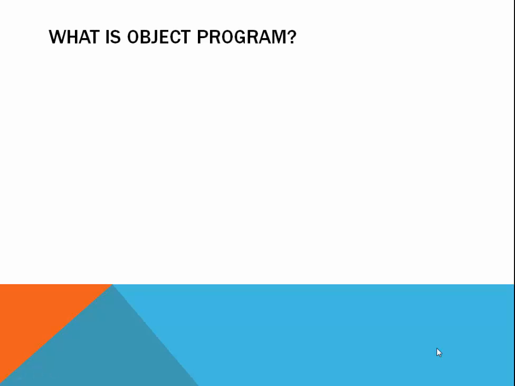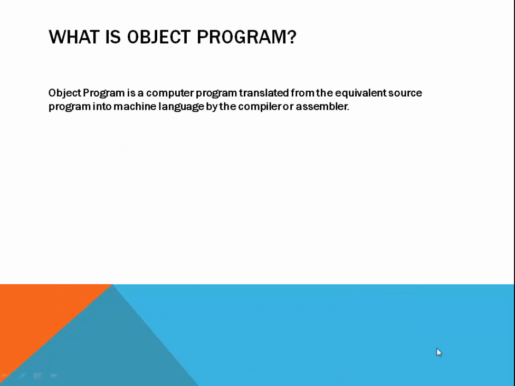What is an object program? Object program is a computer program translated from the equivalent source program into machine language by the compiler or assembler. Example of object program.